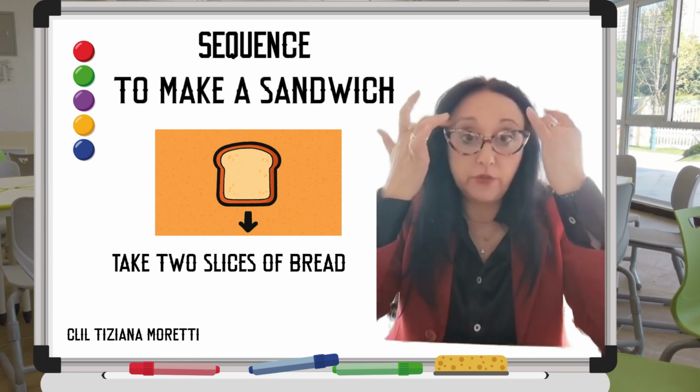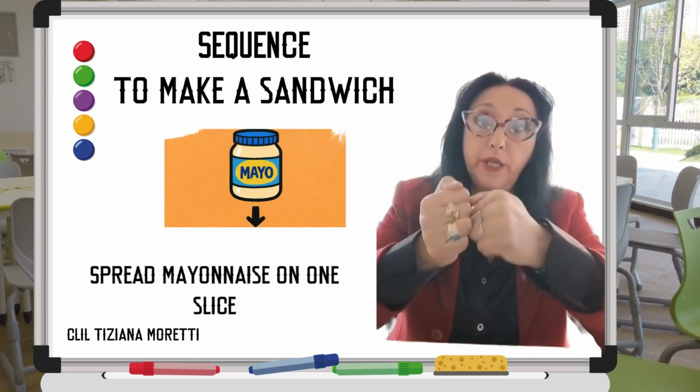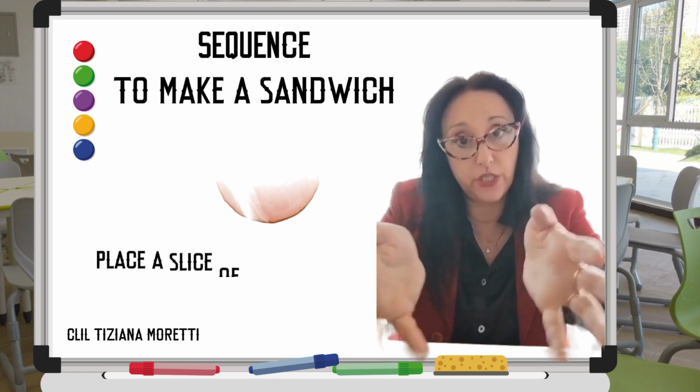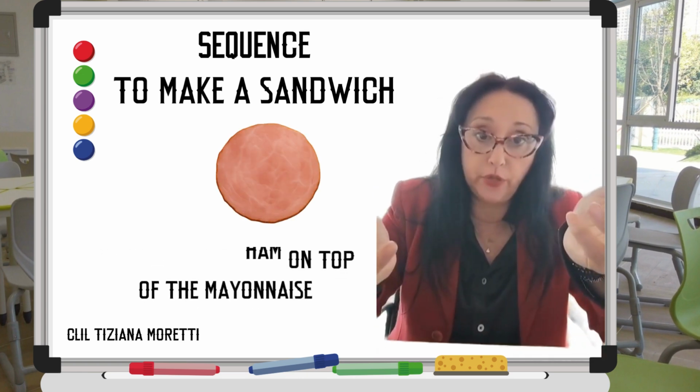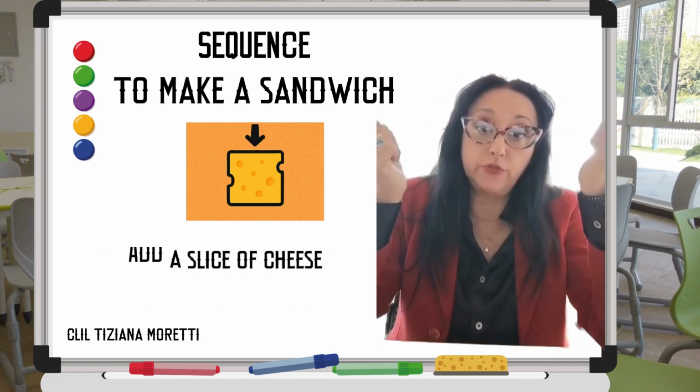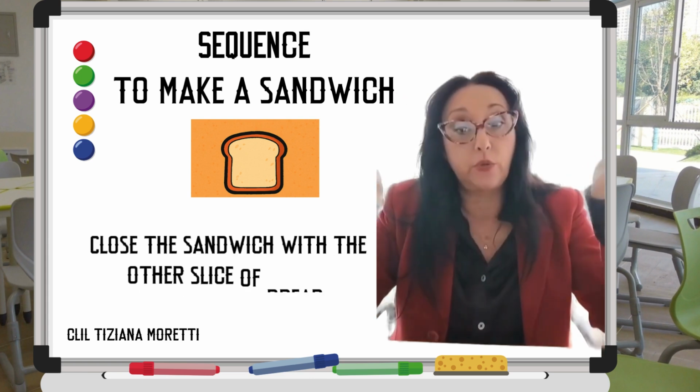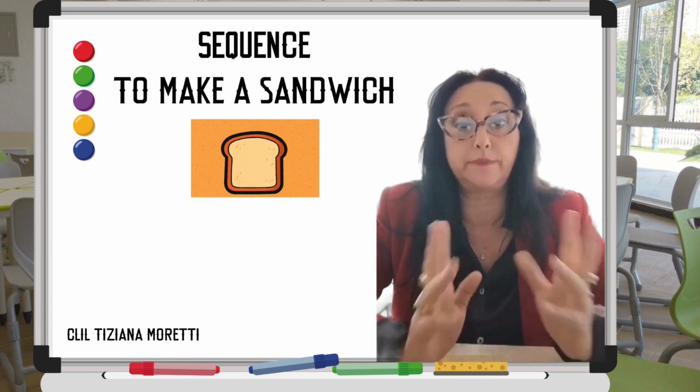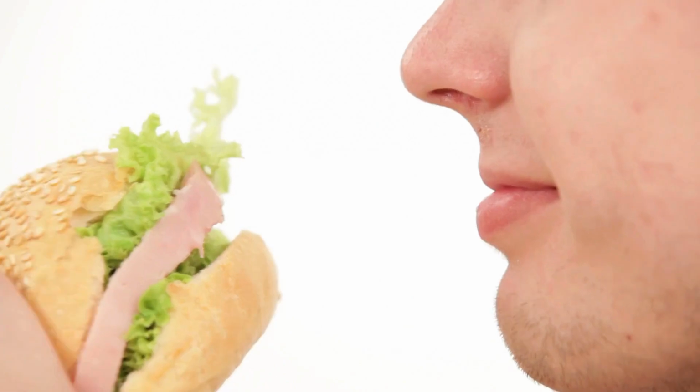1. Take 2 slices of bread. 2. Spread mayonnaise on one slice. 3. Put a slice of ham on top of the mayonnaise. 4. Add a slice of cheese. 5. Close the sandwich with the other slice of bread. 6. Eat the sandwich.